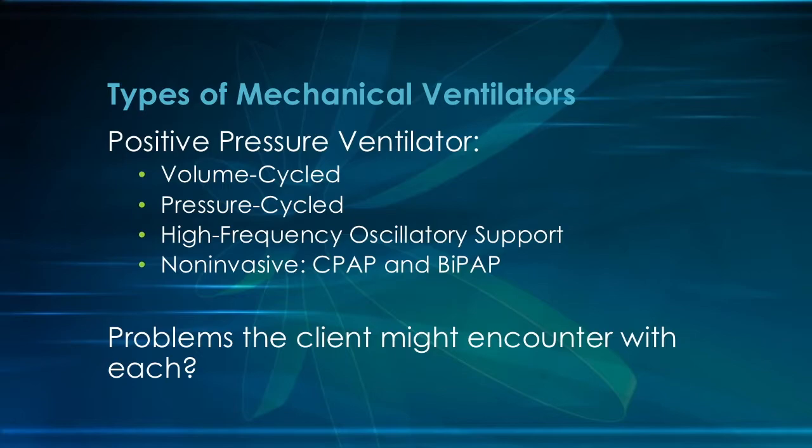So the problems that people can encounter with each of these: if you have a volume cycled, remember that's where volume is constant and pressure is variable, this can cause barotrauma, and that's due to the force requirements on inspiration. And then the problem with pressure cycled is compromised ventilation due to inadequate tidal volume. Remember that pressure cycled has a volume dependence, so it's either going to increase or decrease depending on airway resistance and compliance. So if they don't have a well-working airway or alveoli, they're not going to get enough oxygenation.